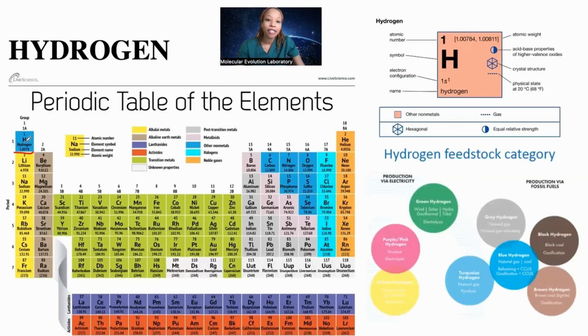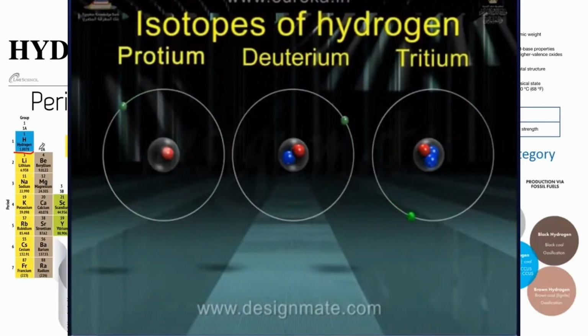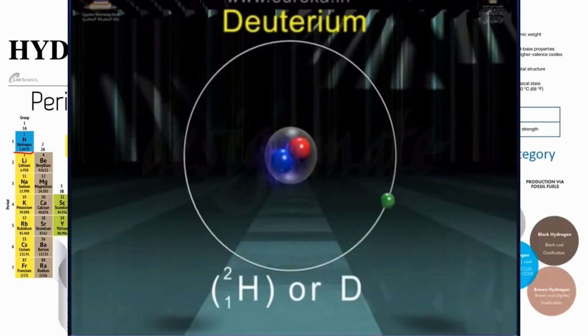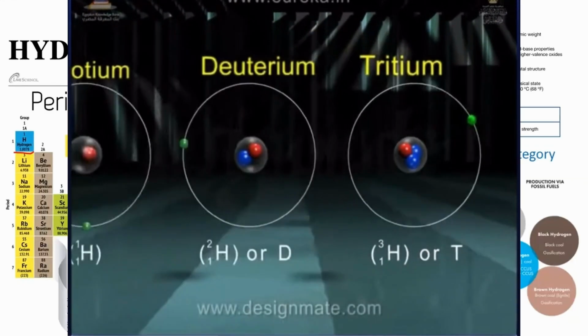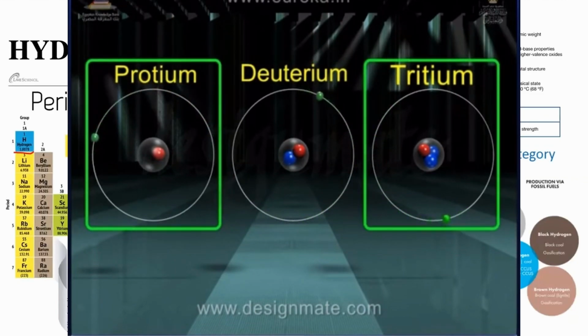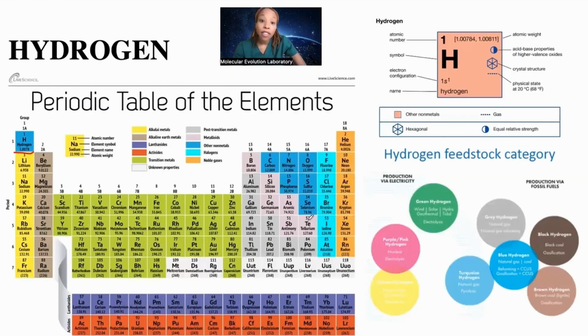It has 1 proton, 1 neutron, and an average atomic mass of 1.0078. There are 3 naturally occurring isotopes of hydrogen, as we mentioned before. These include protium, deuterium, tritium. 99% of hydrogen exists in the form of the isotope protium. Hydrogen is also diatomic, and there are different ways in which you can produce hydrogen.